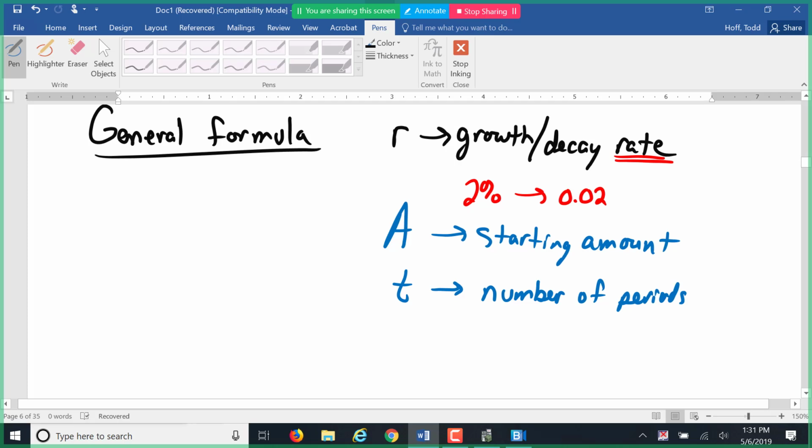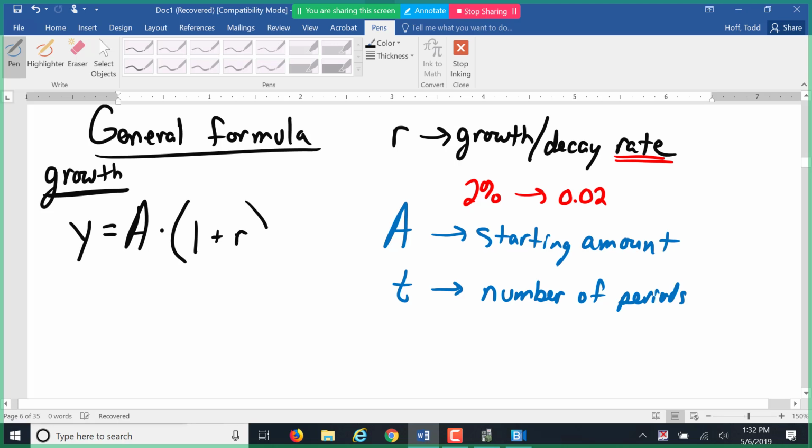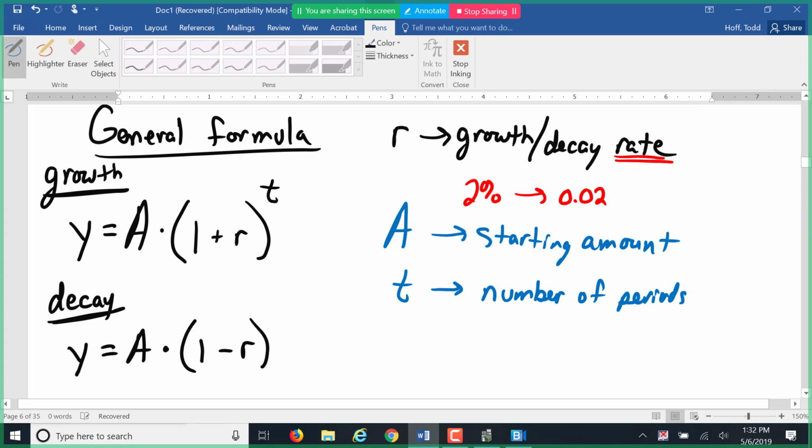So the formula is y equals, or f of x equals, that initial amount, if it's growth, that'll be times 1 plus r to the power of t. If it's decay, it'll be y equals that initial amount A times, you probably guessed it, 1 minus r to the power of t.